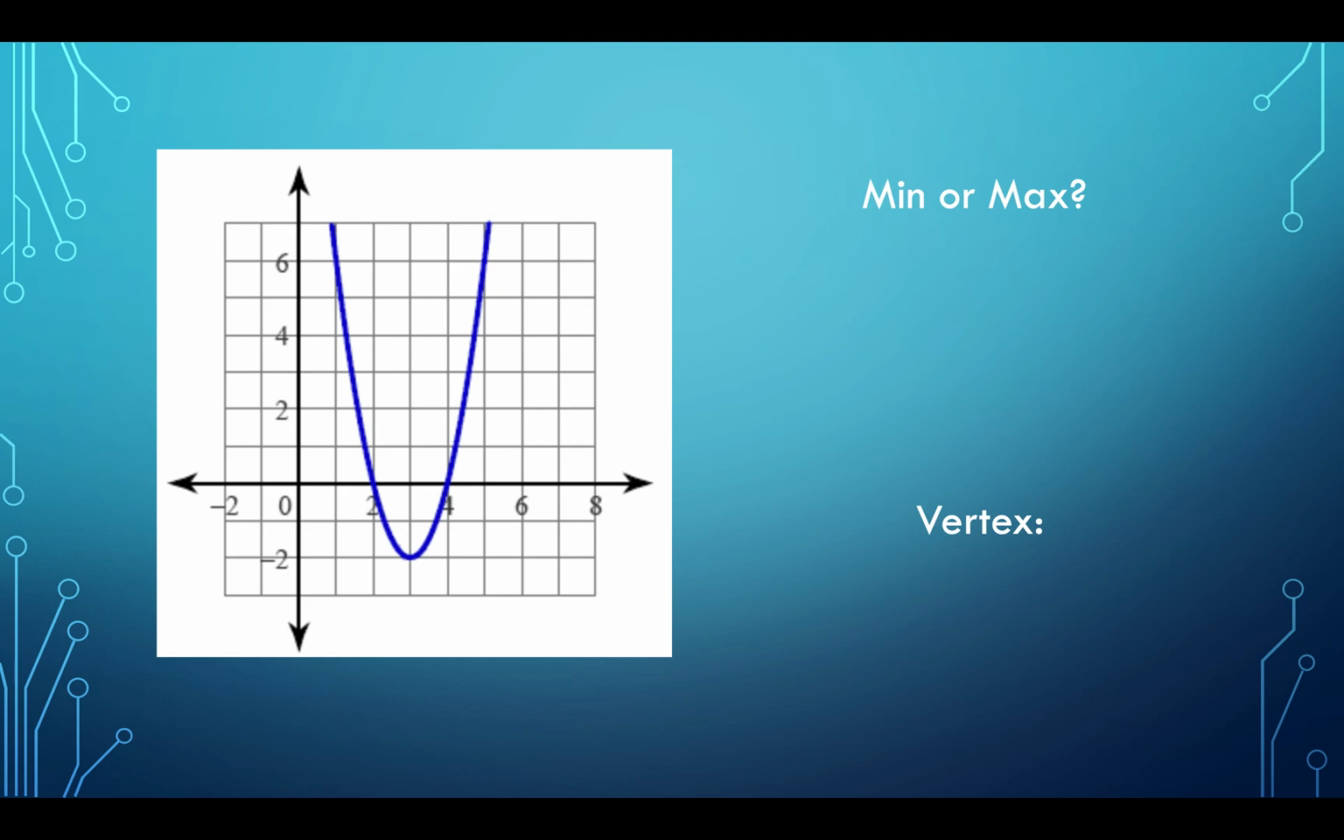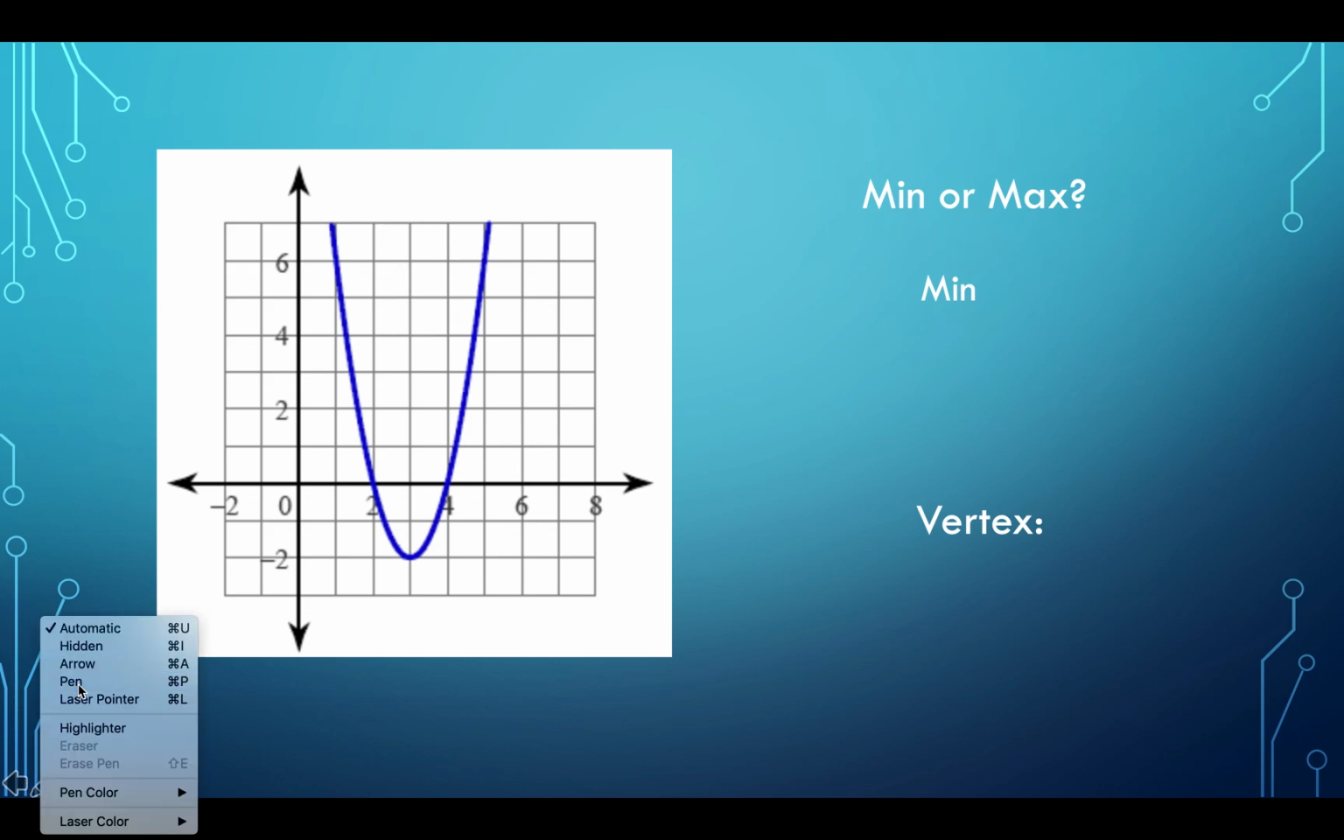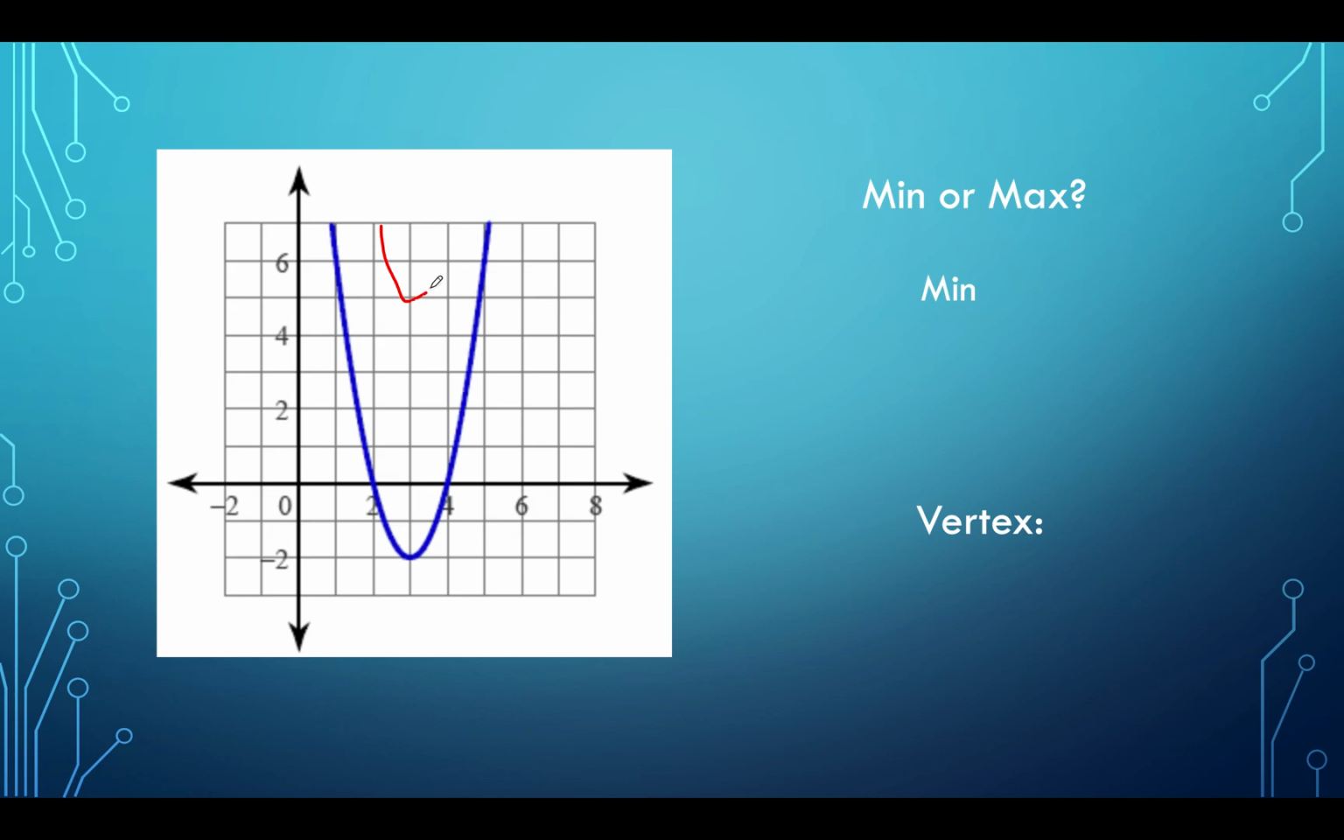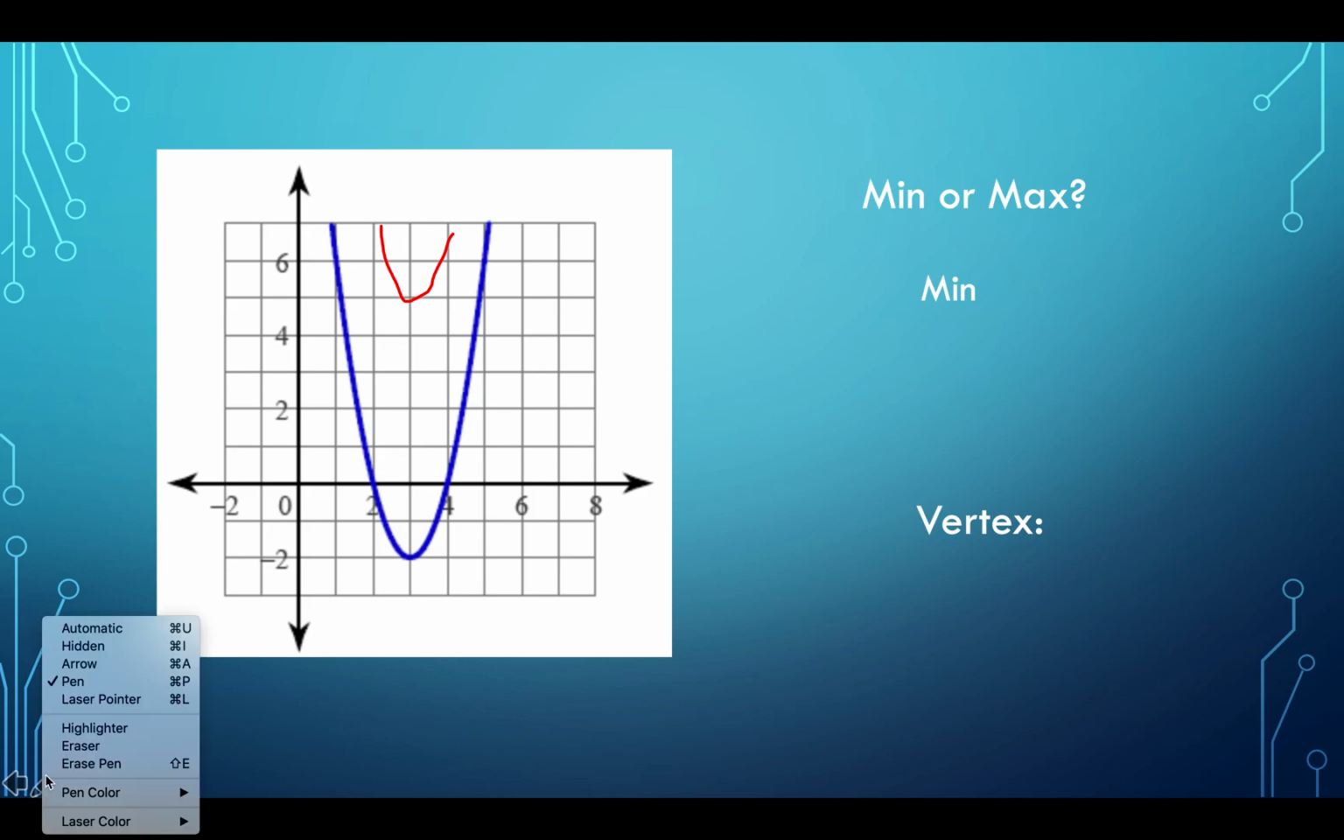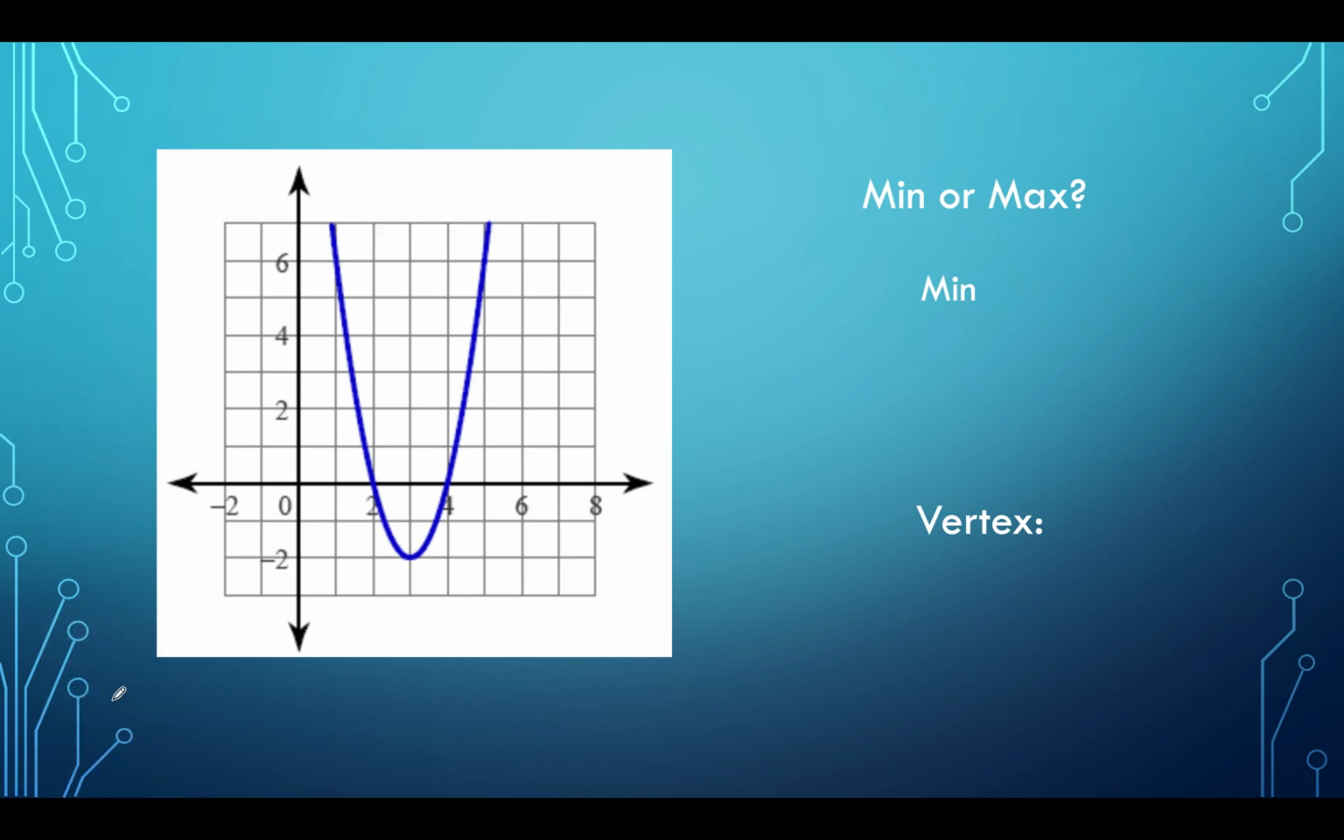So you're going to look at this graph and you're going to ask yourself, is this graph a minimum or a maximum? Here, this is a minimum. Why? Because the graph is down here at the bottom. Now, you can also have a minimum if the graph was somewhere up here. If the graph looked like that, that would also be a minimum because the point is at the bottom. So you're essentially looking for where the point is.